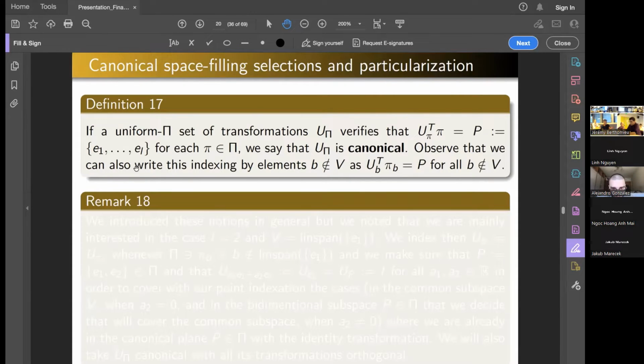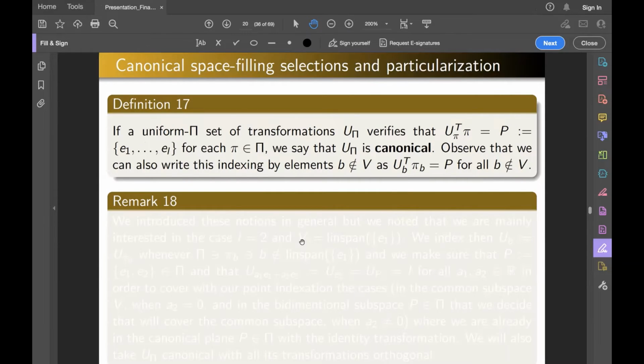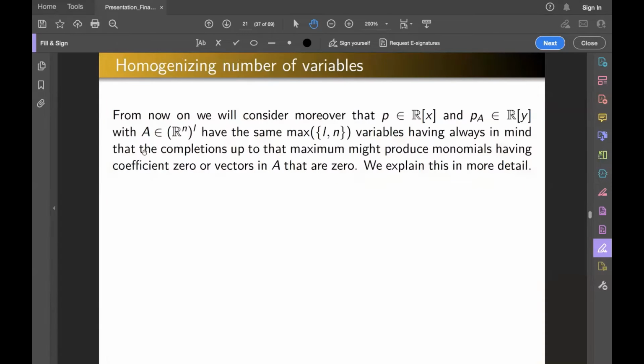This just says that we are interested mainly in the case where L equals 2, and where the original line through which we are going to take the space is the line spanned by the first unit vector. Then our canonical plane is going to be the plane spanned by E1, E2, the first two canonical vectors.